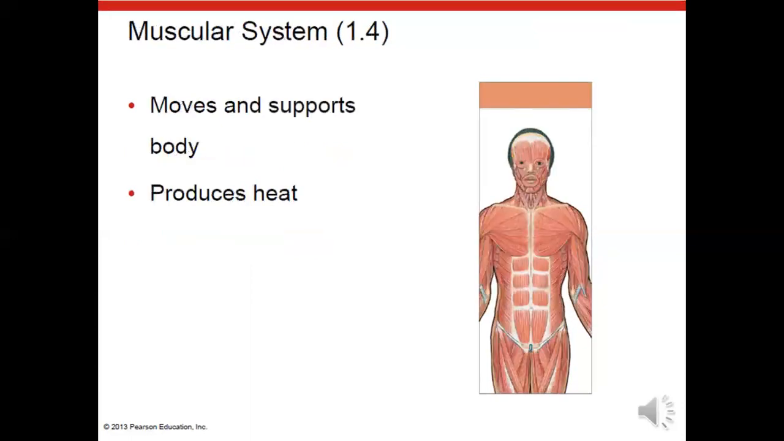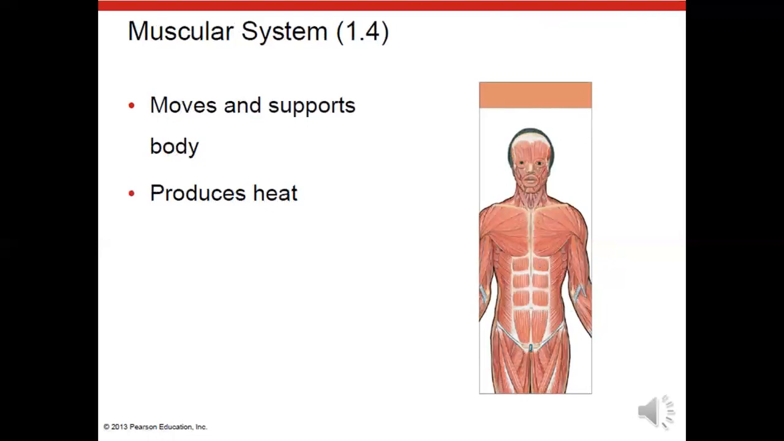The muscular system moves and supports. So all of this red tissue is all skeletal muscle. So like here's your pec muscle, your pectoralis major, your abdominal muscles. There's your 6-pack or your 8-pack, right? Those muscles all support and move you.